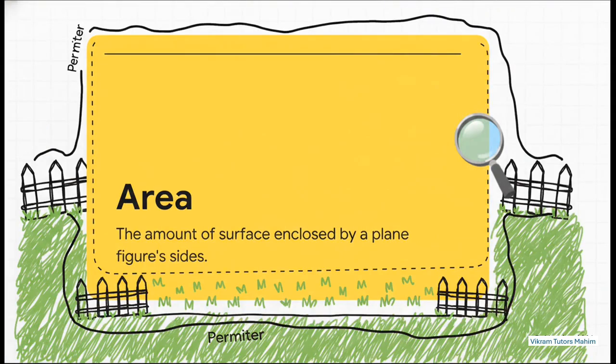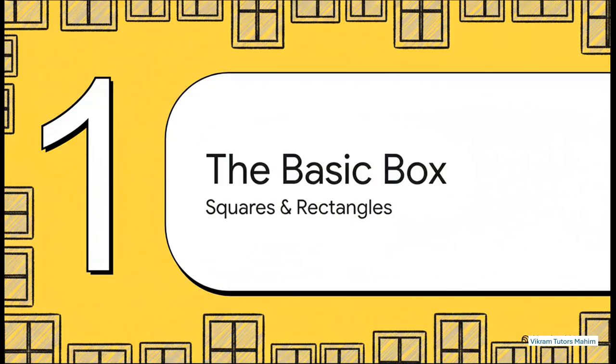Right, so if the perimeter is the fence, then the area is the lawn inside that fence. See the difference? It's not about the distance around the edge, but the total amount of flat space or surface that's enclosed by that boundary. One is a line, the other is the space it holds. All right, now that we have those definitions down, let's actually start using them on some shapes we all know.